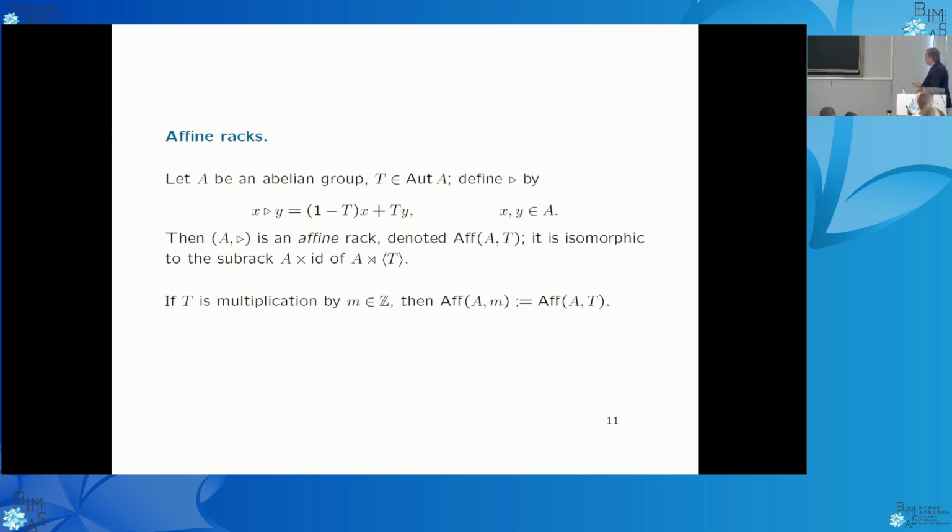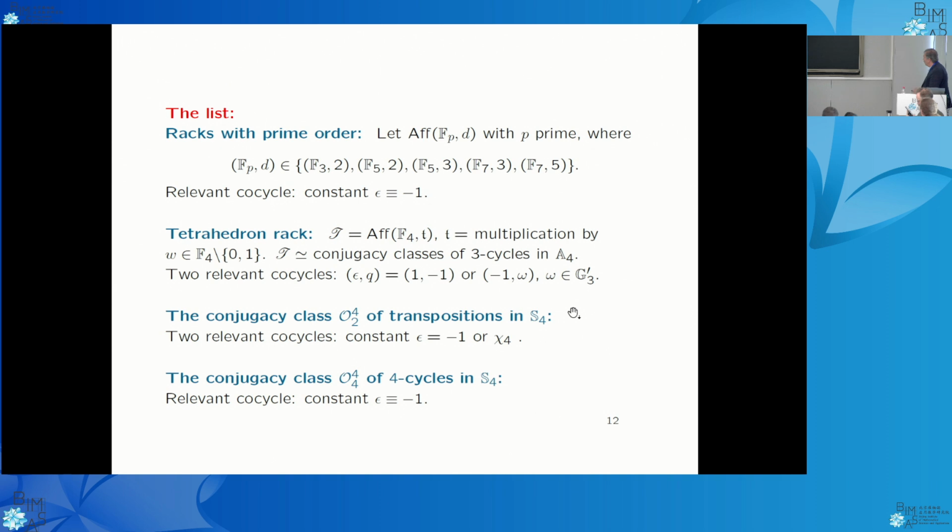Suppose that T is multiplication by some M in Z, which is coprime with the order of A, then I will denote F_A,M instead of F_A,T. So now the list. The list has first 5 examples of affine racks, which has the cyclic group F_p, where T is multiplication by d and p is prime. But not every p and every d, only these ones. F_{p,d} will be F_{3,2}, F_{5,2}, F_{5,3}, F_{7,3}, F_{7,5}.